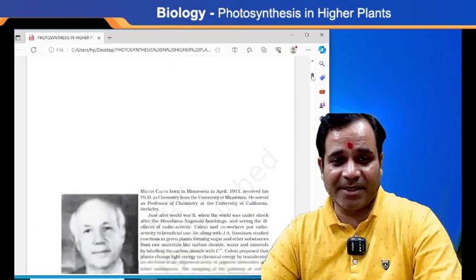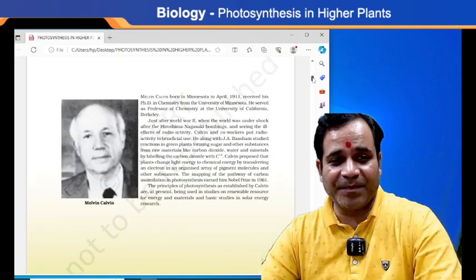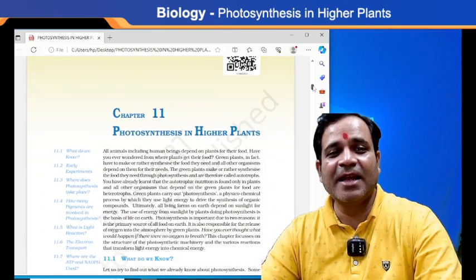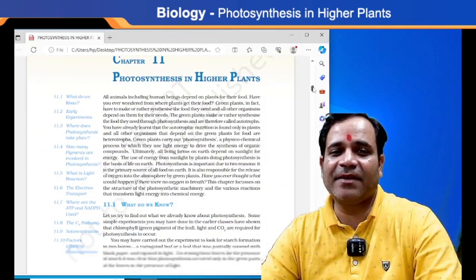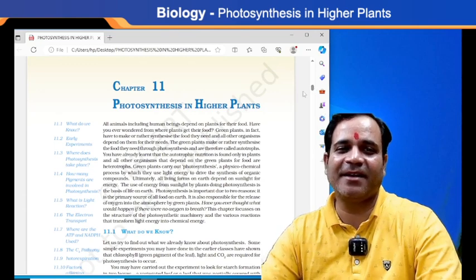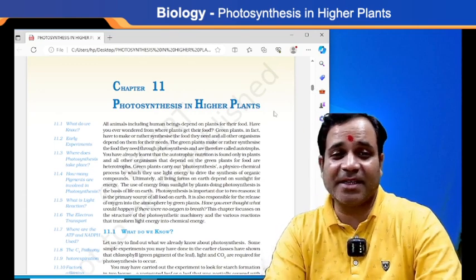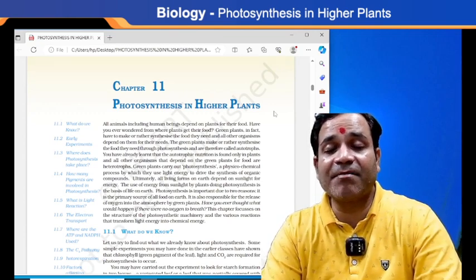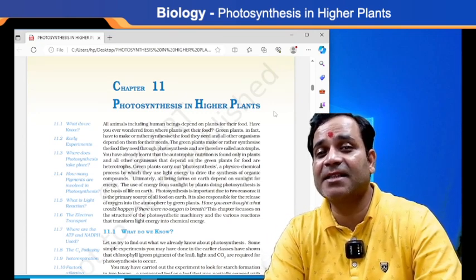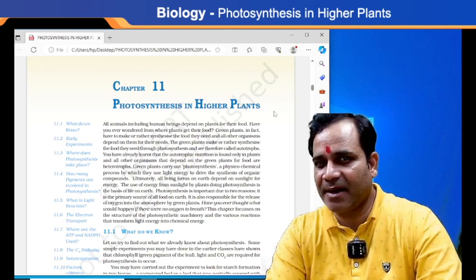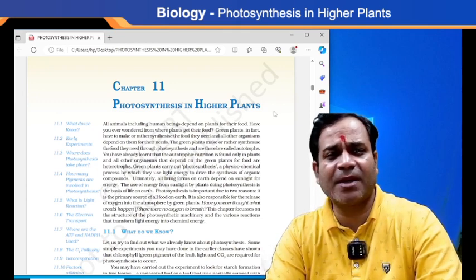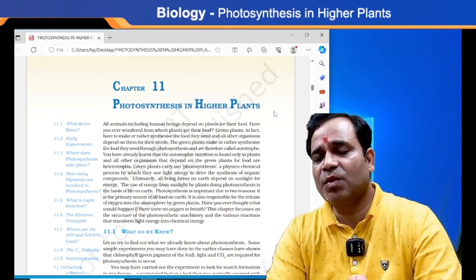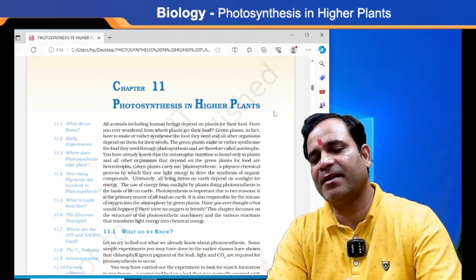This is Melvin Calvin, very good, I told you about him in the previous lecture also. Let's see, this is Chapter 11, Photosynthesis in Higher Plants, my dear, right? Whenever I say photosynthesis in higher plants, it means the plant which has well-developed root, stem and leaves, my dear. That plant is an angiosperm. So see what is given here in NCERT, my dear.